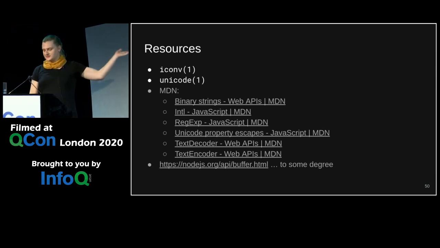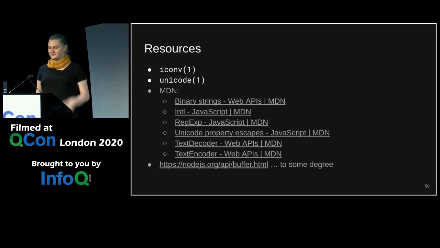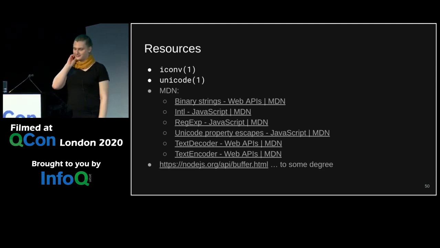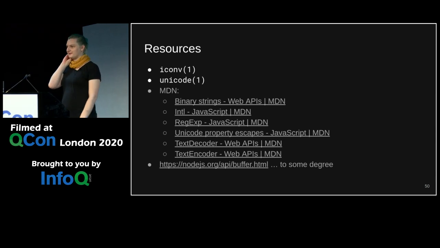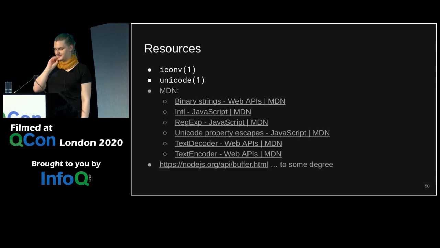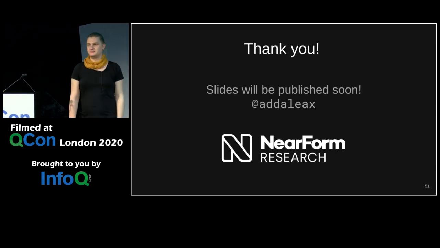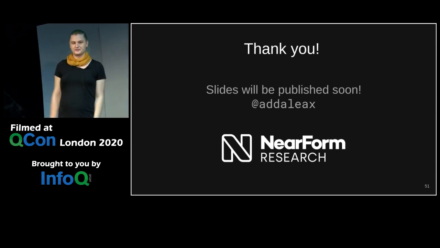I have a list of MDN pages that are pretty useful, but I guess you would be able to Google them yourselves if you want to learn about something. There's also the Node.js buffer API docs, which are okay. I did go through them a couple times for this talk, and I definitely picked up a lot of things that should be explained a lot better. But yeah, this is it. Again, my Twitter handle is ADDALAX, and I will upload the slides and post the link and everything.